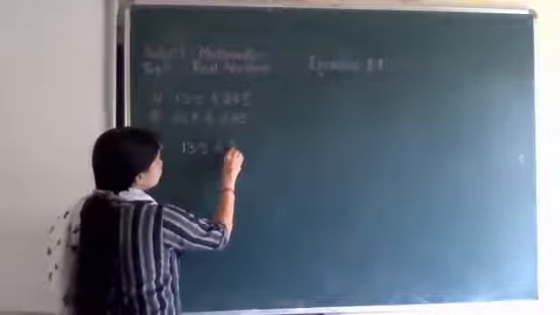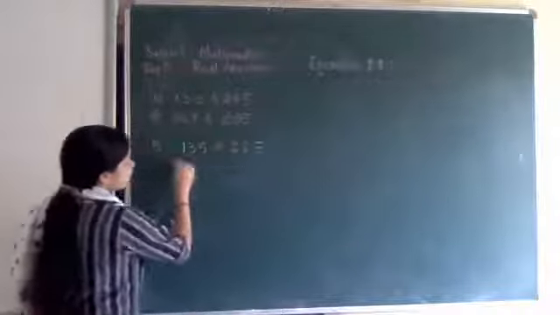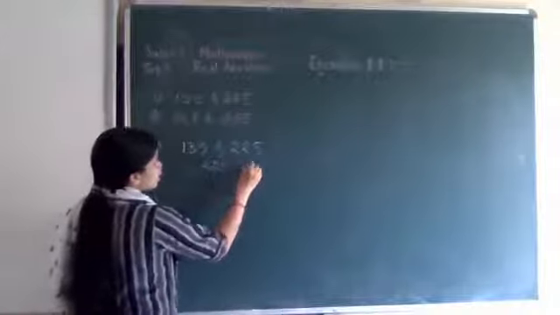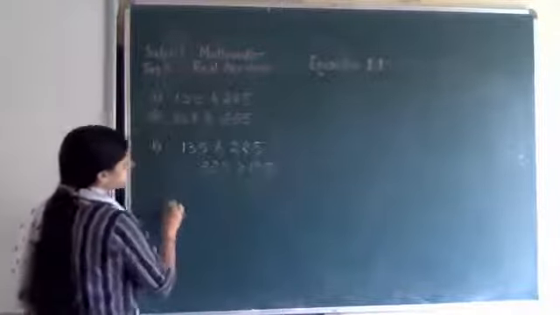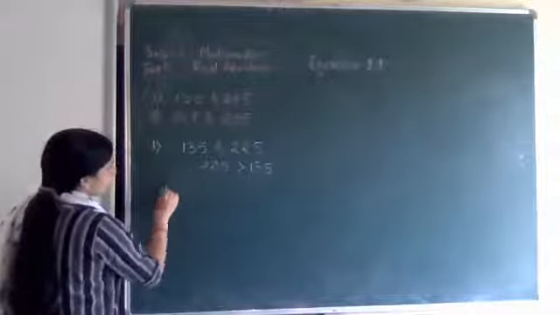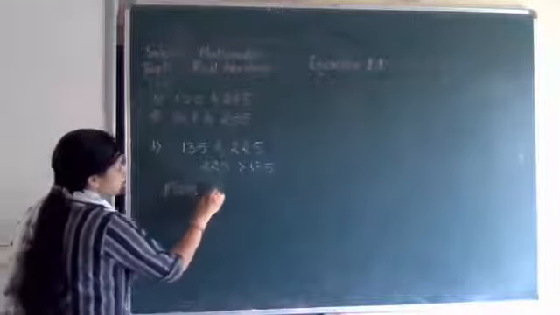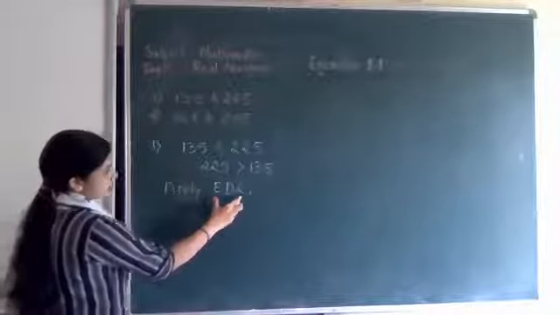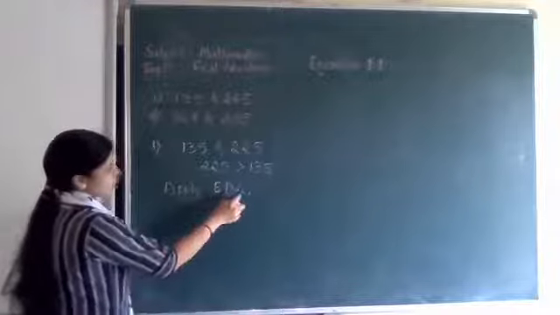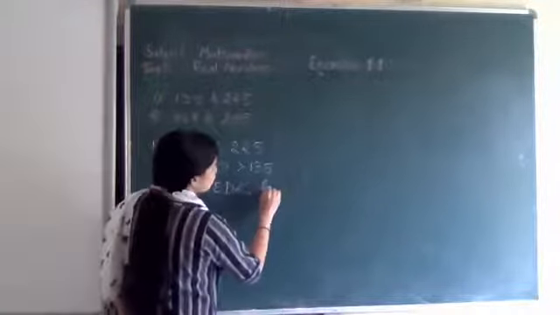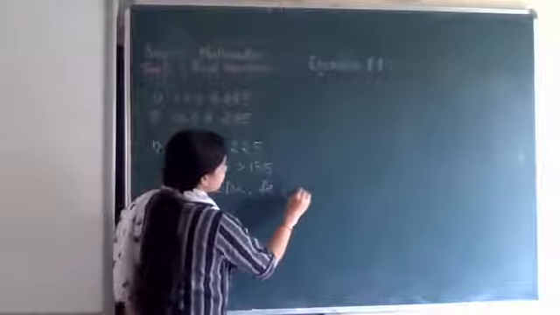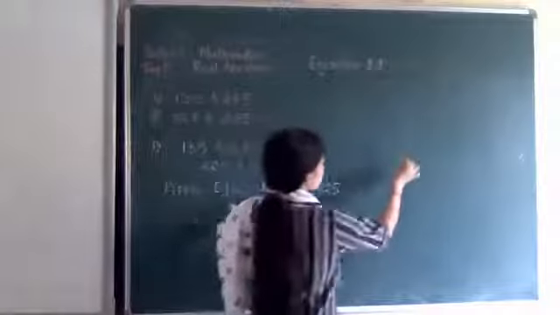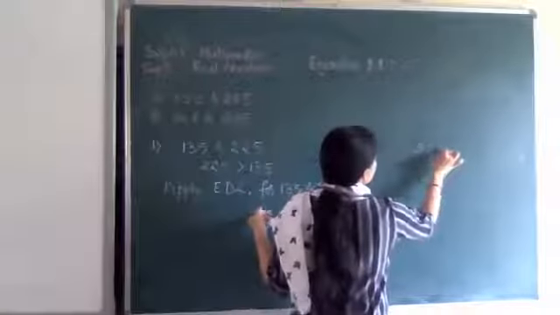135 and 225. Here by seeing these two numbers, we get to know 225 is greater than 135. We have to apply Euclid's division lemma. I have already told that EDL is Euclid's division lemma for 135 and 225. Here, we will solve this by long division method first.